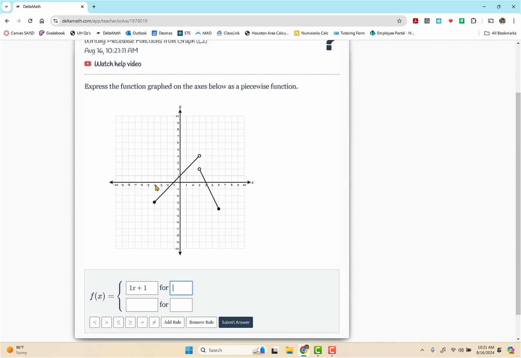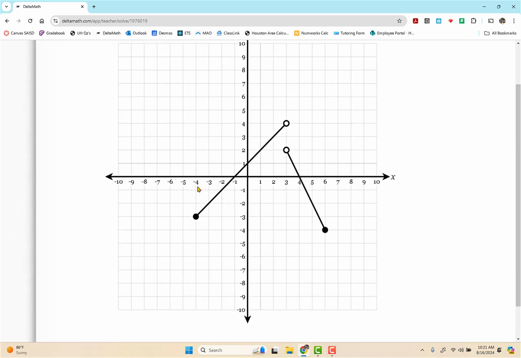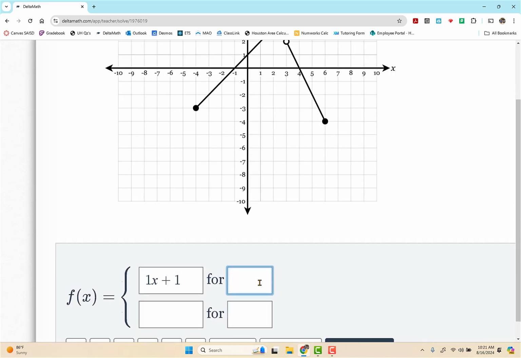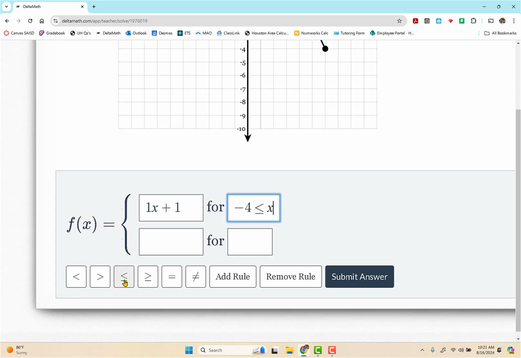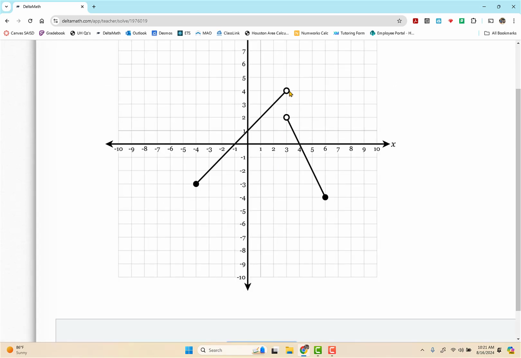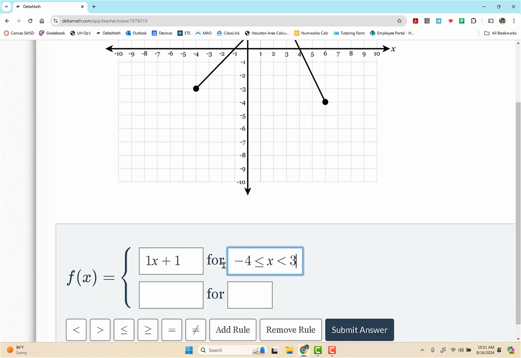Between what x values? Between what and what? -4 and 3. So that's exactly what I'm putting here. -4 less than or equal to x less than, because this one is an open circle, 3. So there it is, between -4 and 3, there's an equal sign on the -4.